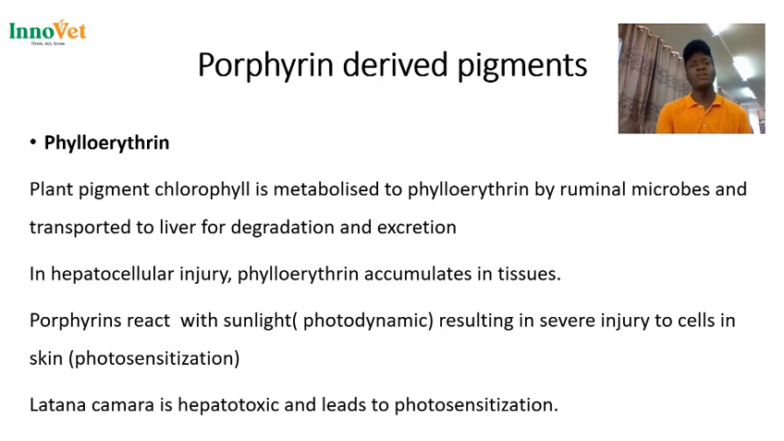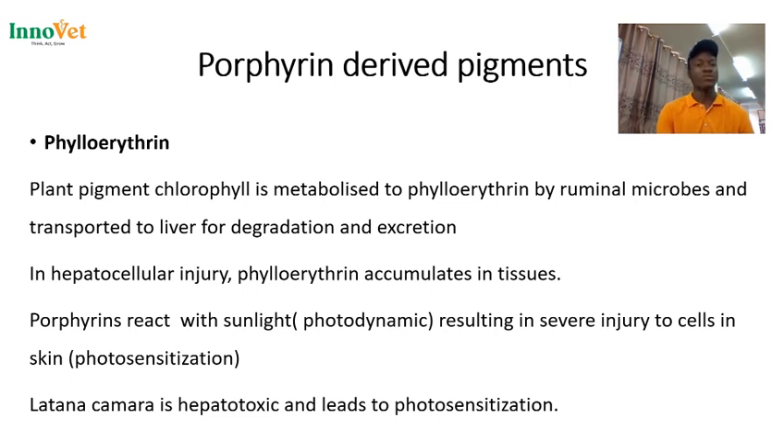Then we have porphyrin derived pigment. What you were seeing earlier on were the hemoglobin derived pigments. Now here they are the porphyrin derived pigments. So one most common one is the phylloerythrin, which is a plant pigment that arises when chlorophyll is metabolized by the rumen microbes, and then it is transported to the liver for degradation and excretion. But in most cases, if there is hepatotoxic hepatocellular injury, this phylloerythrin is going to accumulate within tissues.